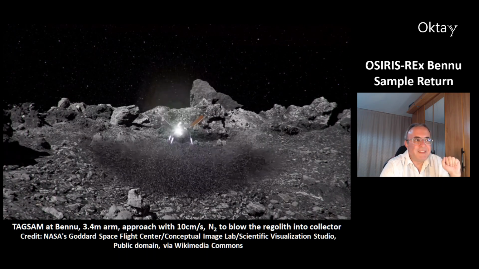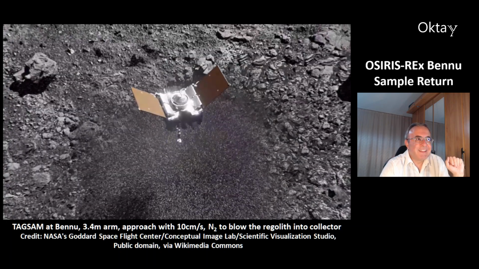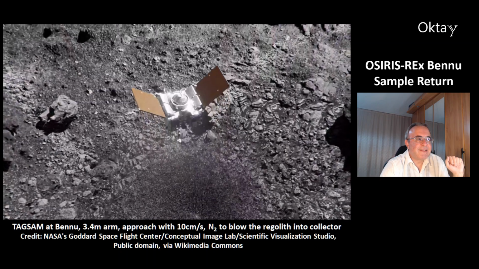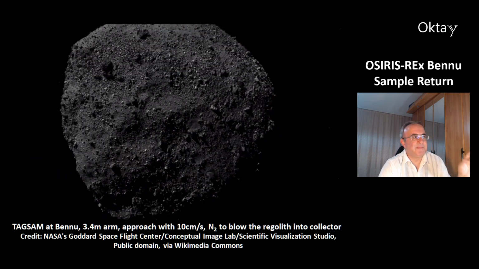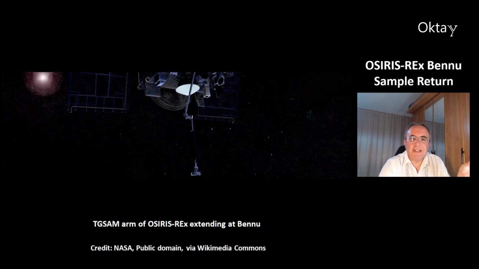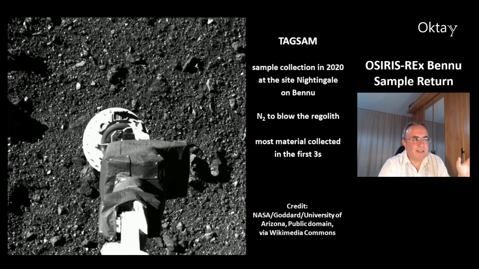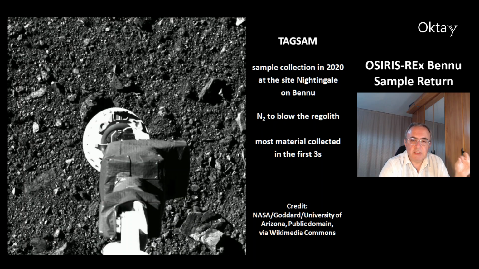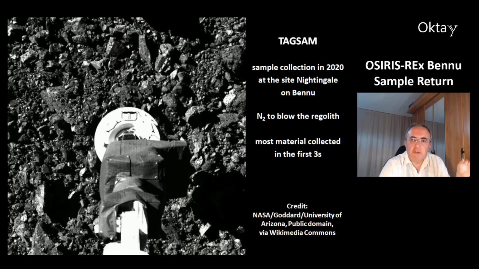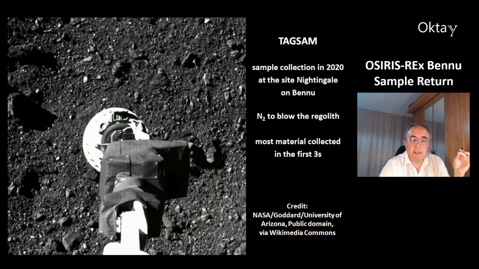And then OSIRIS-REx launched. This is the TAGSAM arm of the OSIRIS-REx extending at Bennu. This is a TAGSAM sample collection. In 2020, the site was named Nightingale on the asteroid Bennu. You can again see the nitrogen that was used to blow up the regolith. Most of the material was collected in the first 3 seconds.